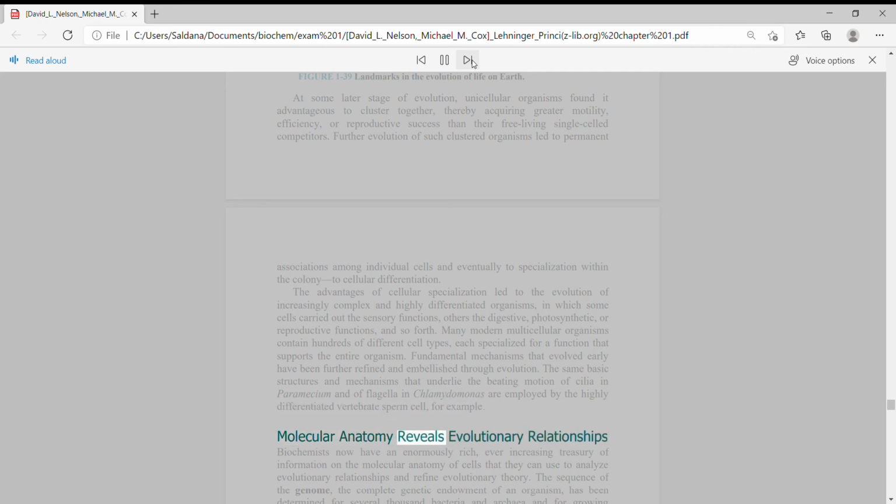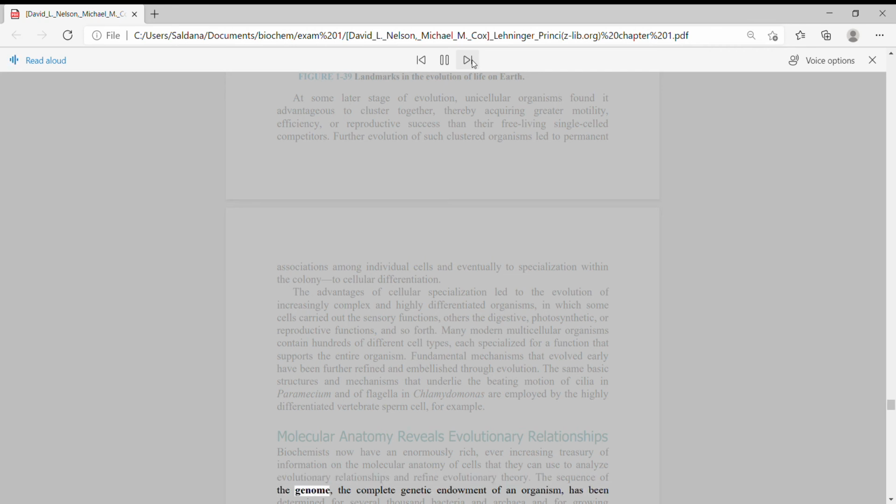Molecular anatomy reveals evolutionary relationships. Biochemists now have an enormously rich, ever-increasing treasury of information on the molecular anatomy of cells that they can use to analyze evolutionary relationships and refine evolutionary theory.